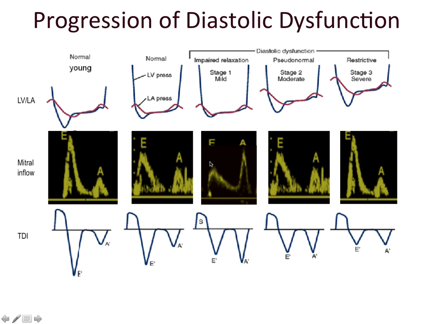If you give this person a 2-liter fluid bolus, you may get pseudonormal. You give them Lasix, they come back to here. If you give them a 10-liter fluid bolus, they may get here. You give them more Lasix, they may come down all the way back to here. Okay?